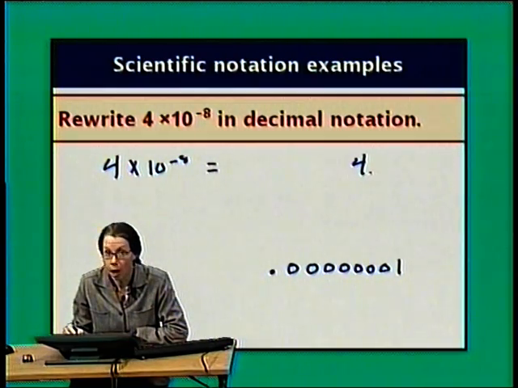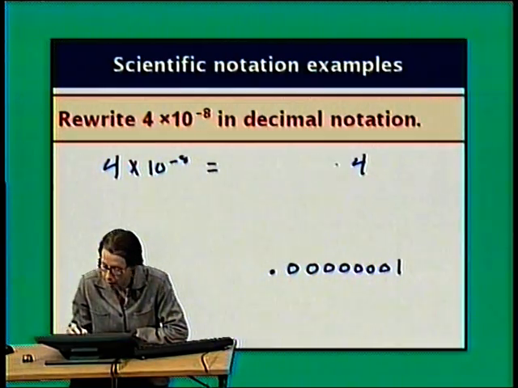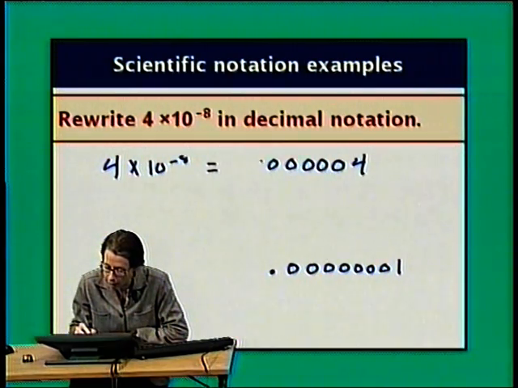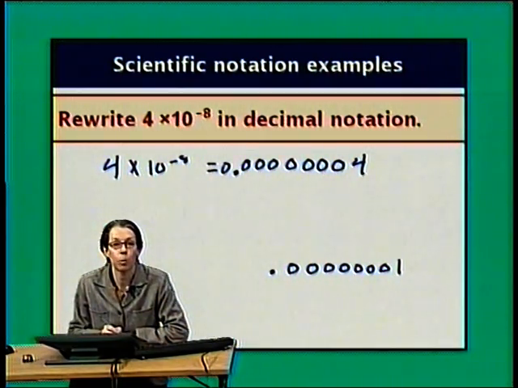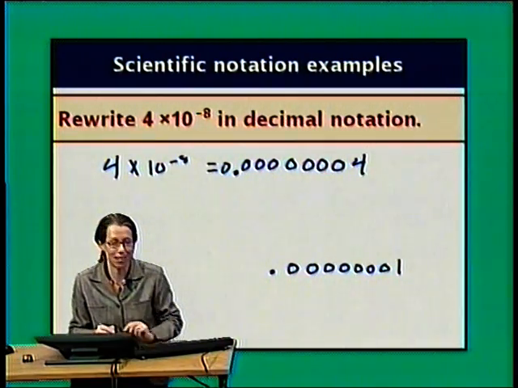So I have past the 4, that's 1. I'm going to need 7 zeros. 1, 2, 3, 4, 5, 6, 7. There's my decimal point. And I just add a 0 to the left of the decimal point for good measure so that you can see that decimal point. This is indeed a small number.